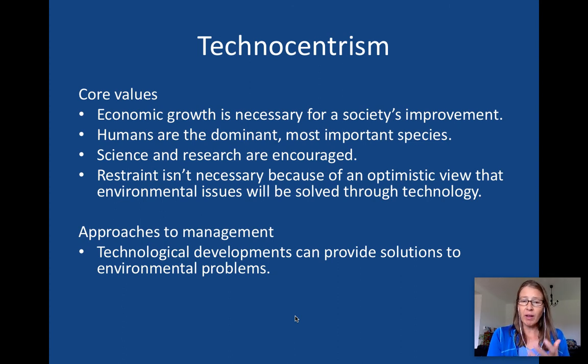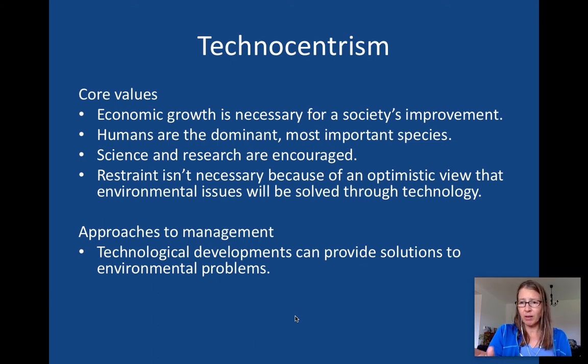Or we can invent ways to reduce our consumption without having to hinder our comfort, our lifestyle, and our advancement in society. So technological developments could be as simple as a compact fluorescent light bulb, or it could be new solar revolutions, different types of cars. But it's saying we don't have to drive less, we just need to drive a different kind of car. So it's not taking that kind of restraint.